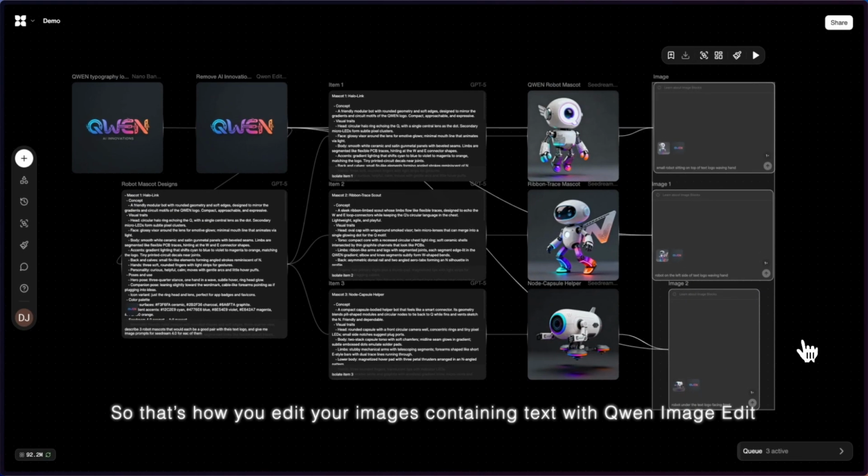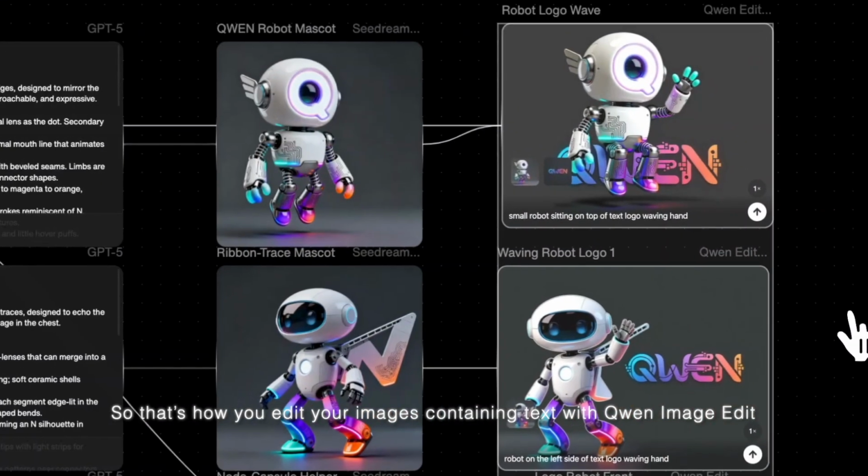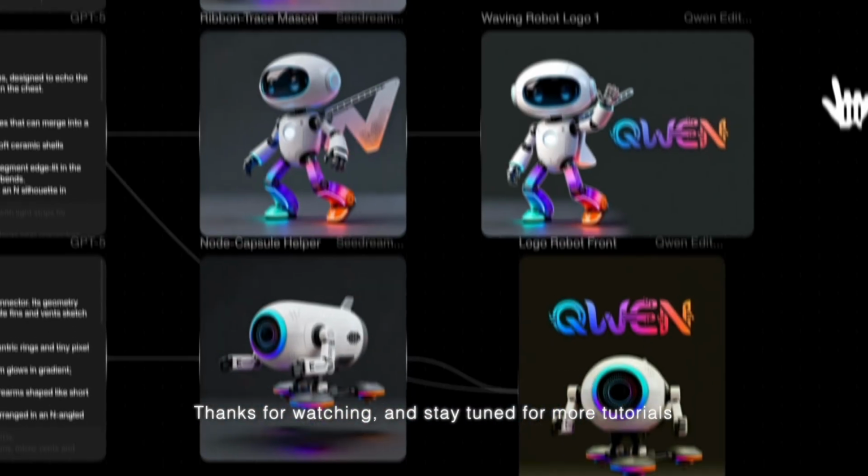So that's how you edit your images containing text with Qwen Image Edit. Thanks for watching and stay tuned for more tutorials.